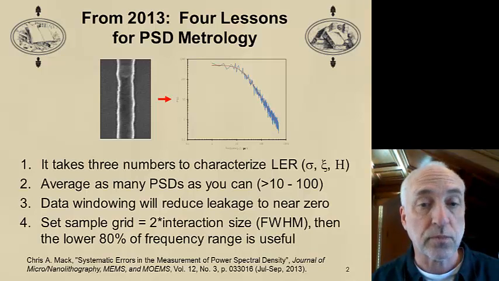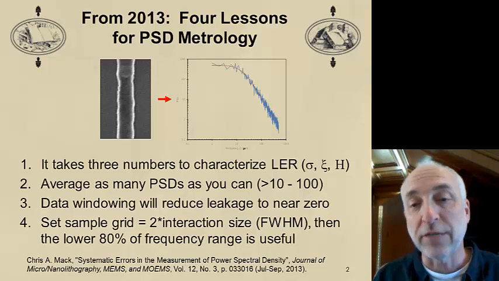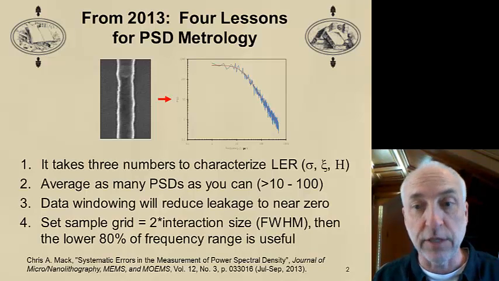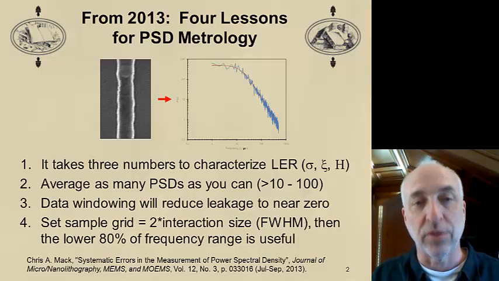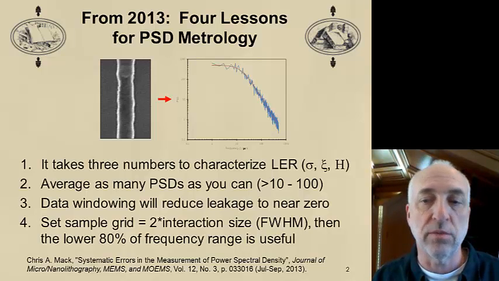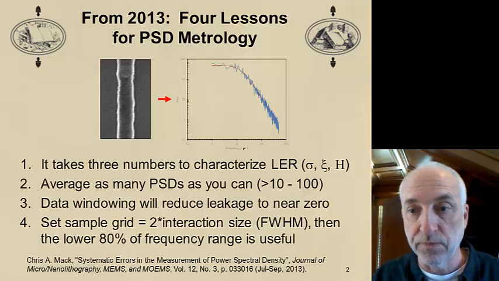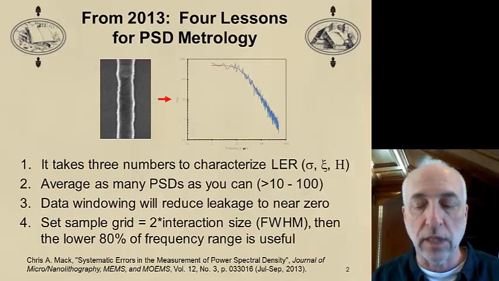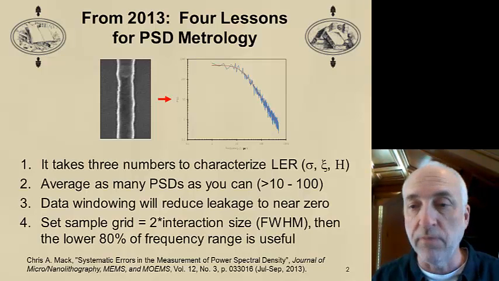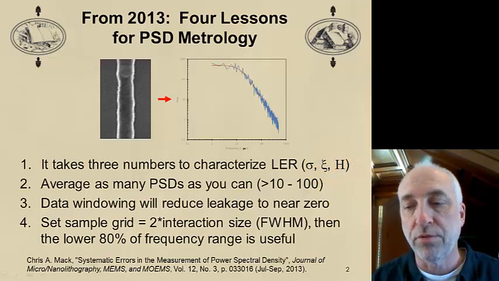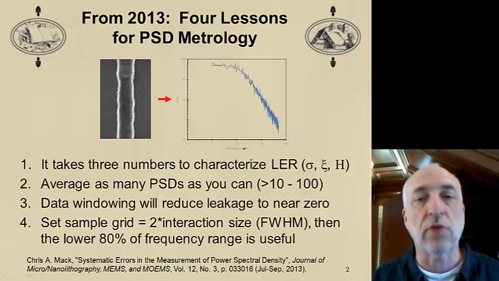First, when measuring the line edge roughness or the line width roughness of a lithographic feature, it takes 3 numbers to characterize that roughness. Those numbers are the standard deviation of the edge or width, what we call the line width roughness or line edge roughness, sigma, the correlation length, and the roughness exponent. All 3 of those parameters are needed to describe not just the magnitude of the roughness, but its frequency content as well.